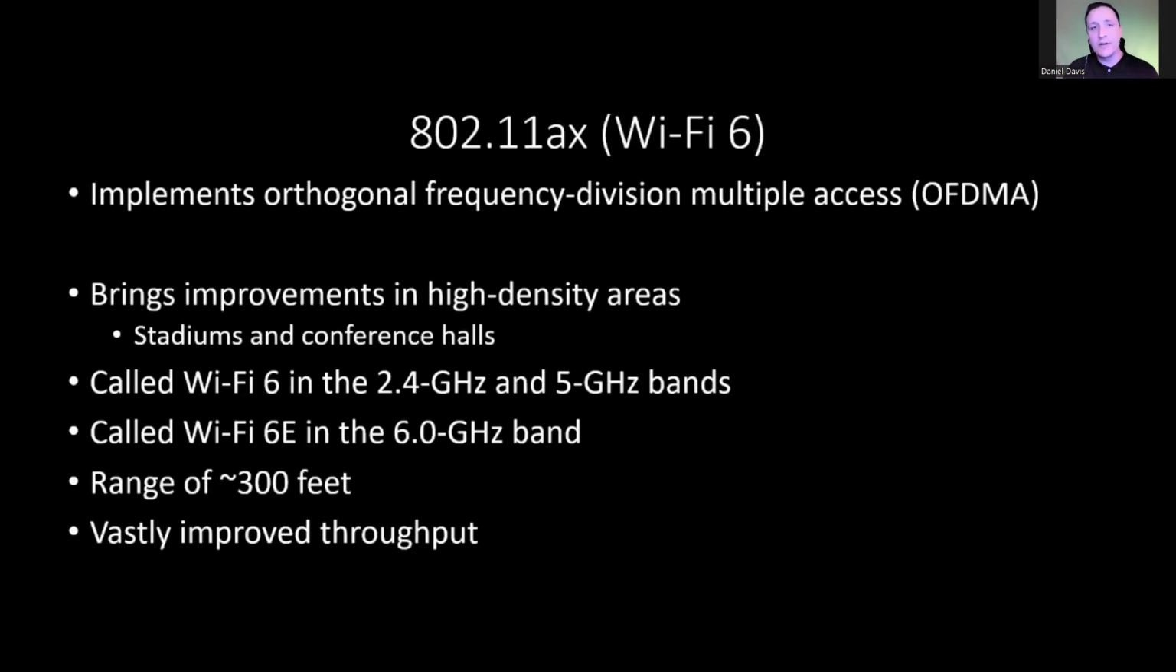The last one we're going to talk about is 802.11ax, called Wi-Fi 6. This implements orthogonal frequency division multiple access, OFDMA. It brings improvements to high density areas, such as stadiums and conference halls. It's called Wi-Fi 6 in the 2.4 gigahertz and 5 gigahertz bands, and Wi-Fi 6E in the 6 gigahertz band. So we're using 2.4 gigahertz, 5 gigahertz, and 6 gigahertz bands. The range is approximately 300 feet, give or take, and it vastly improves throughput.